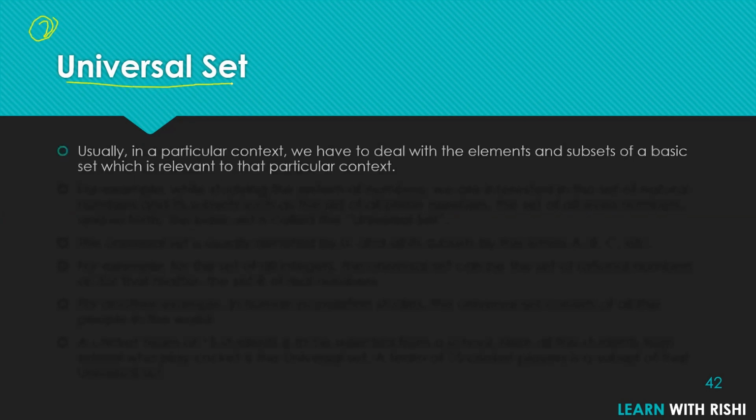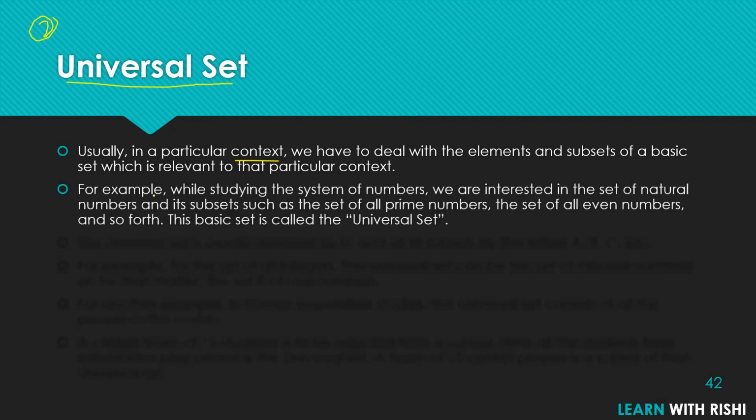Now let us move to the second concept of today's class, that is the universal set. What is a universal set? Usually in a particular context, we have to deal with elements and subsets of a basic set which is relevant to the particular context. For example, while studying the system of numbers, we are interested in the set of natural numbers and its subsets such as the set of prime numbers, the set of all even numbers, and so forth. This basic set is called the universal set.